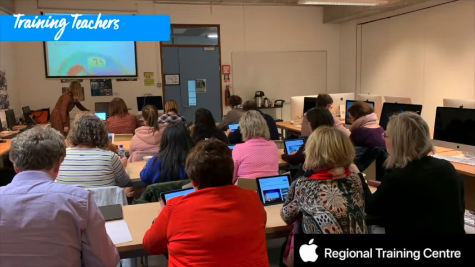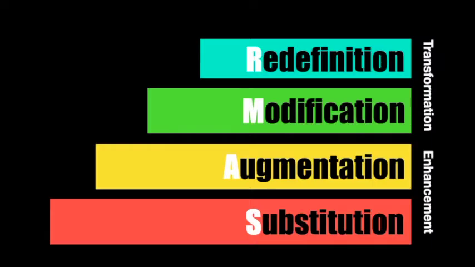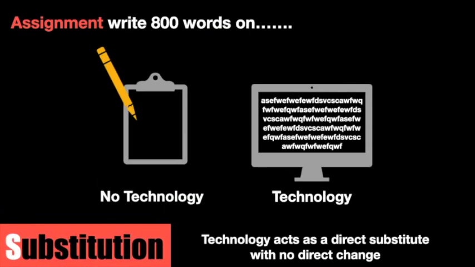When thinking about technology integration, it should always start with planning and teacher training. The SAMR model is a useful way of planning and evaluating the integration of technology. Substitution is a simple replacement of a traditional learning tool with technology. For example, the replacement of pen and paper with a computer and word processing application.